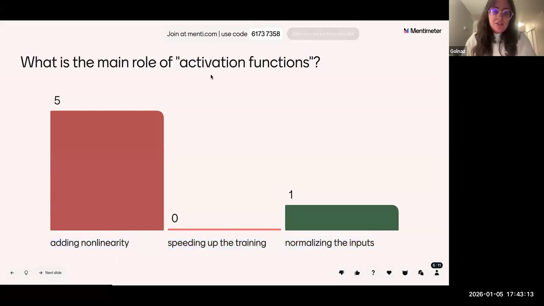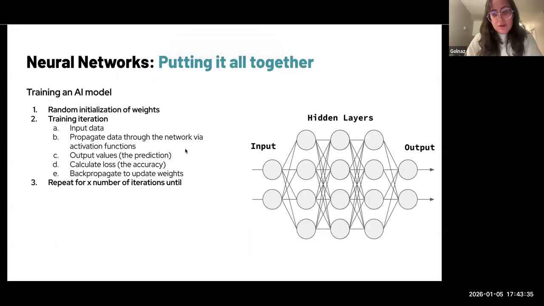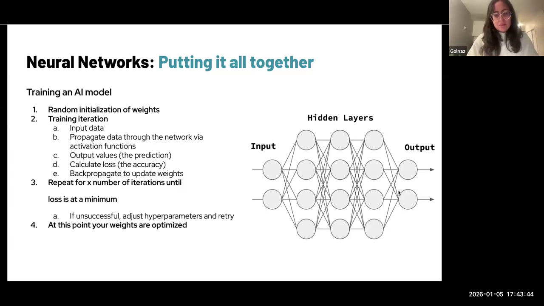So that's true. Activation functions are mainly used for adding nonlinearity, but there are also computational units we call normalization layers, and their goal is to normalize the inputs. Because you can imagine that if one of these inputs is much bigger than the other input all the time, that can bias your neural network to learn something that it's not supposed to.